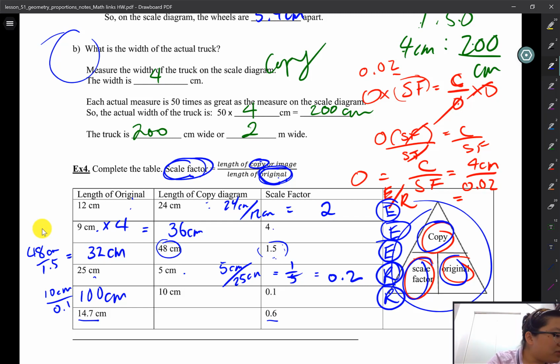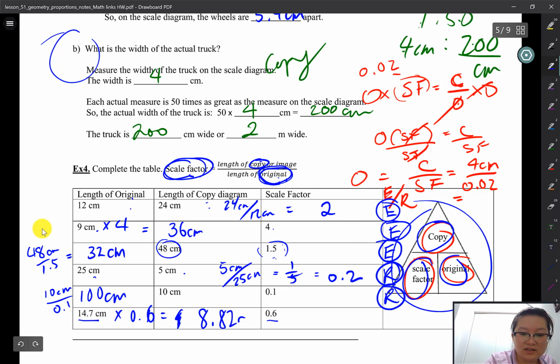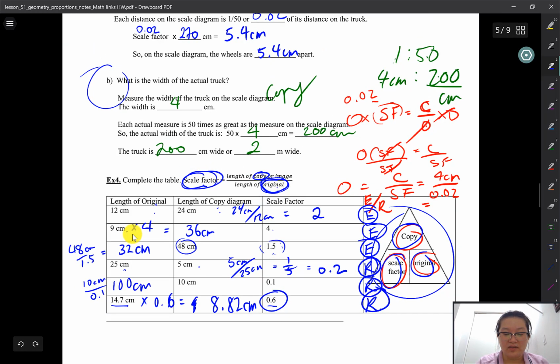I get 8.82. So times 0.6 gives me 8.82 centimeters. And I have a scale factor that is less than 1. This is a reduction. Phew! All right. So there we go. This is reduction. I think that's it.